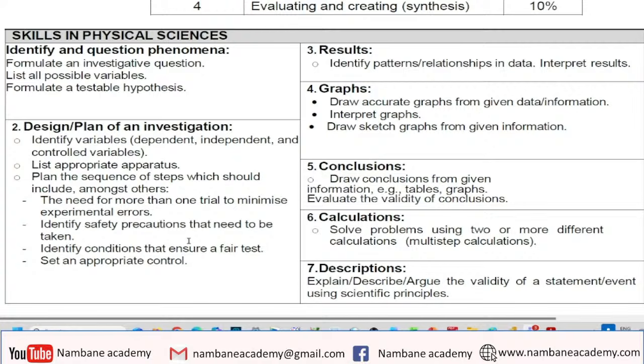That skill is very, very important, and you must have seen, especially my learners, from previous years' question papers, especially the recent papers, an investigative question is always there in a question paper.